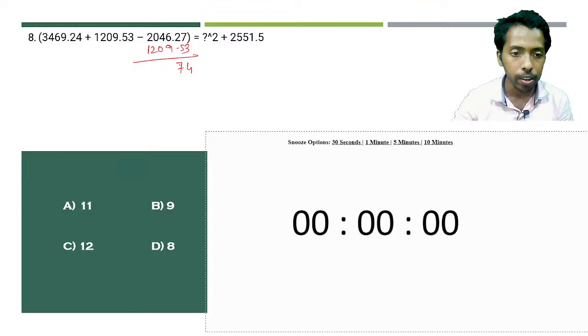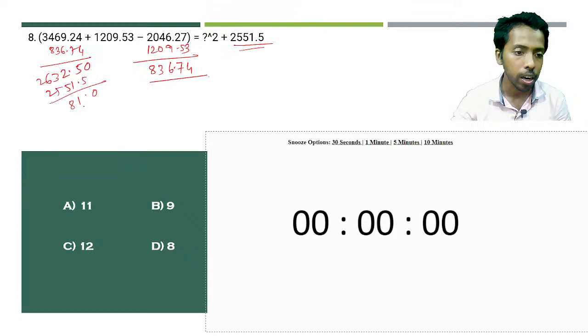So 836.74. So this would be 0 here, right? And this would be 5, this would be 6, this would be 2, and this is 3, this is 2, 6. Right. Now we have to just take this part to the left hand side. 0.5, 0, this is 1, this is 8, and here it is, right? So this is equivalent to question mark square. So answer is option B, 9 square 81.